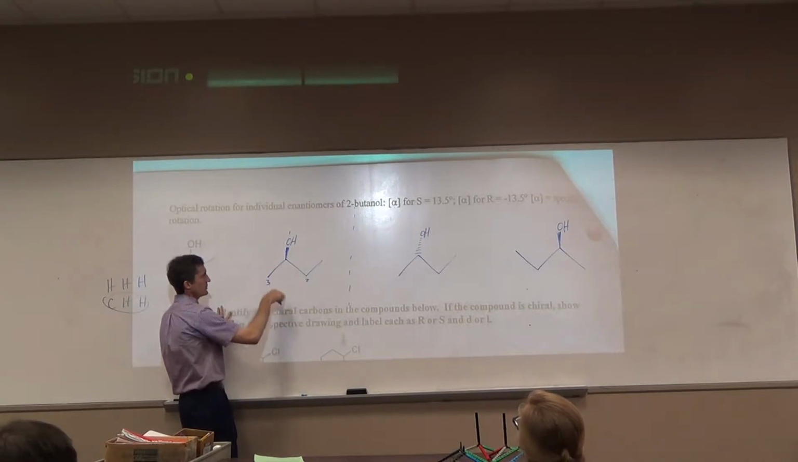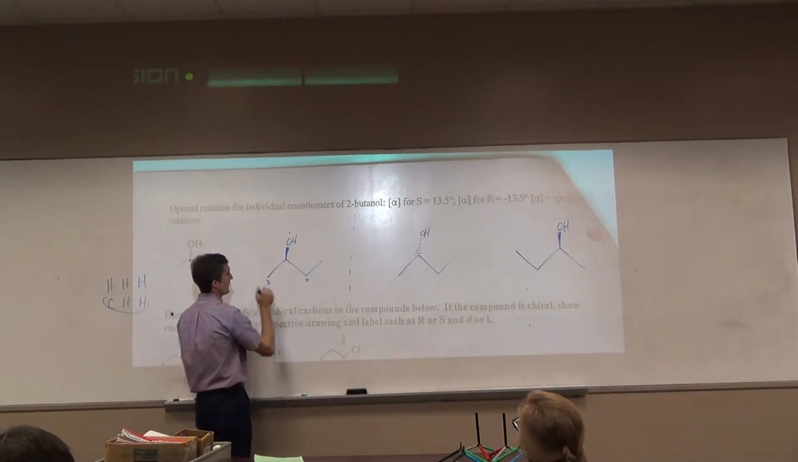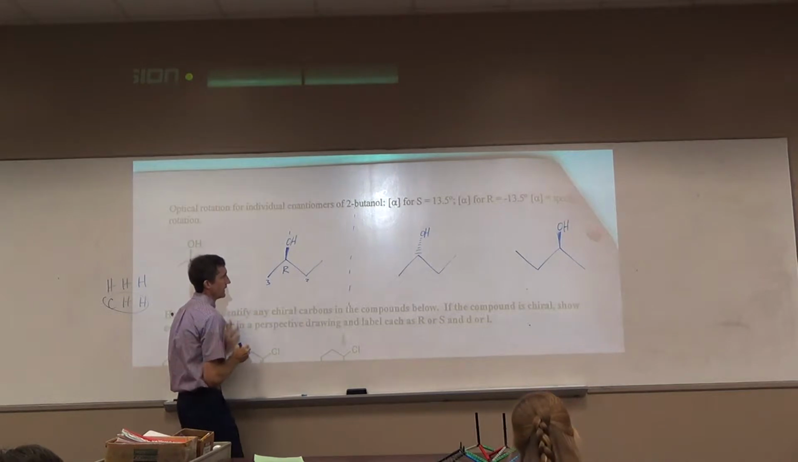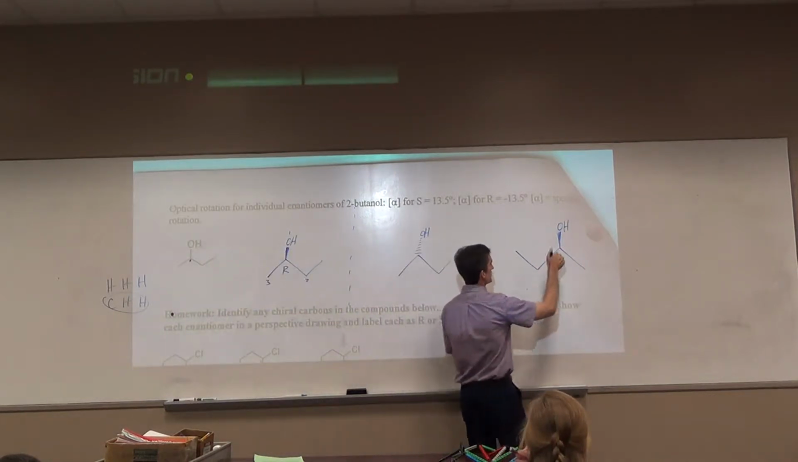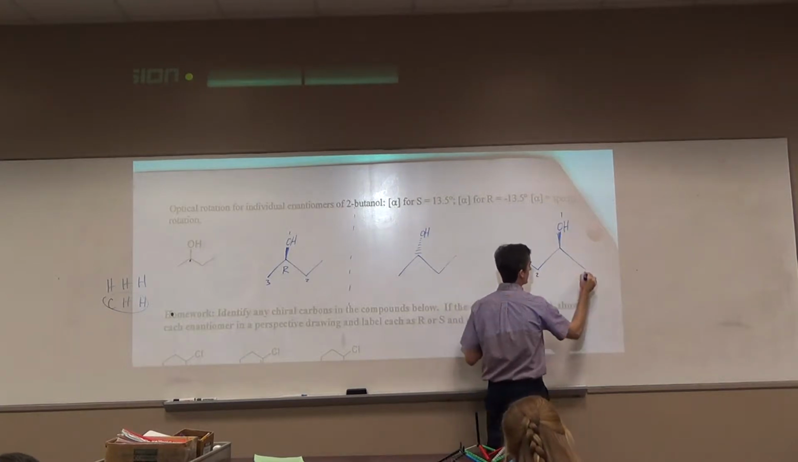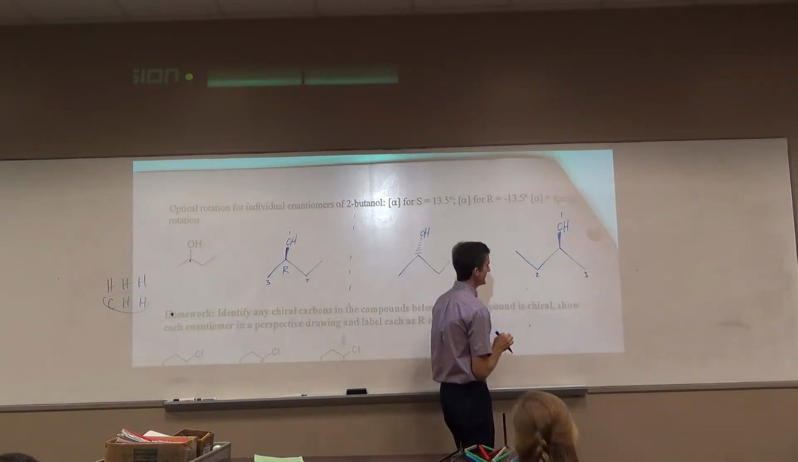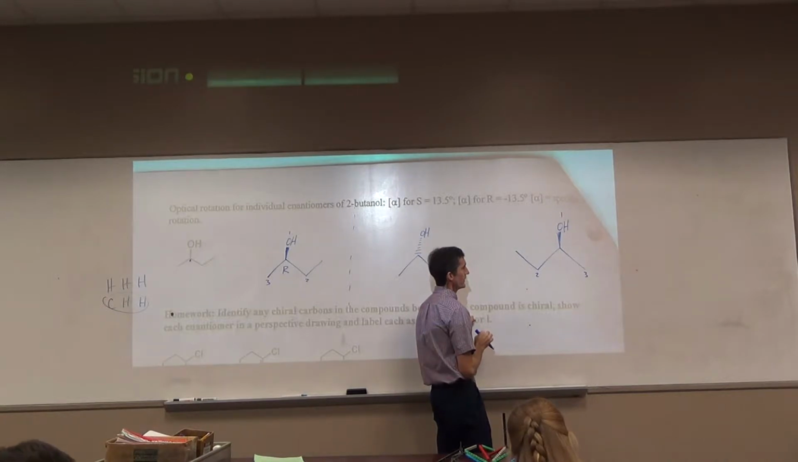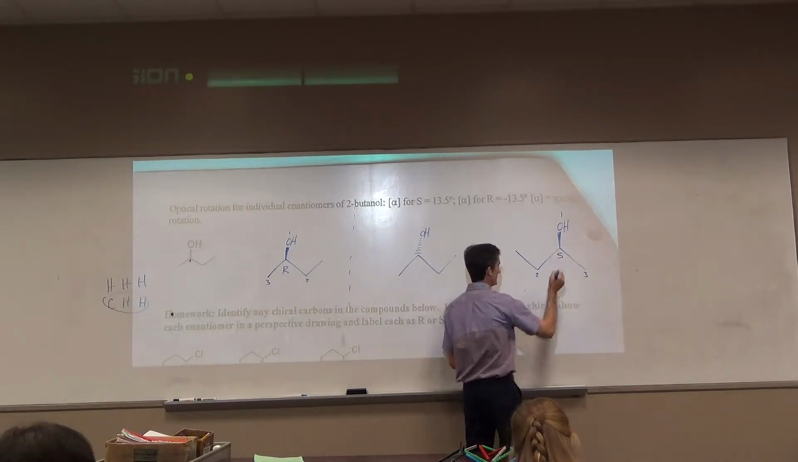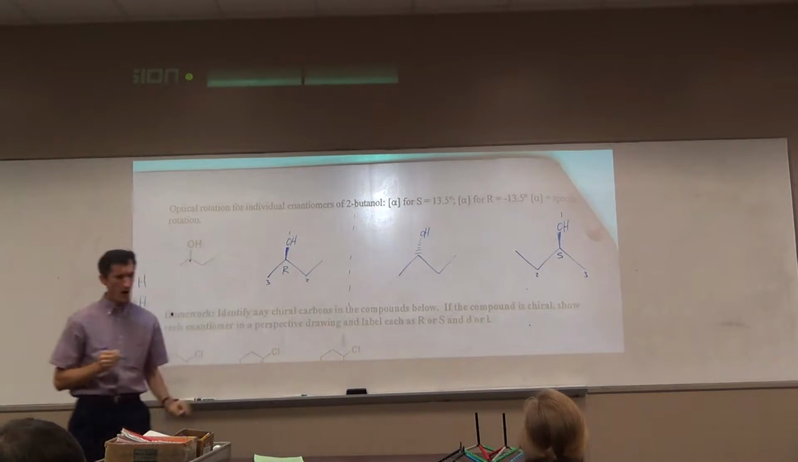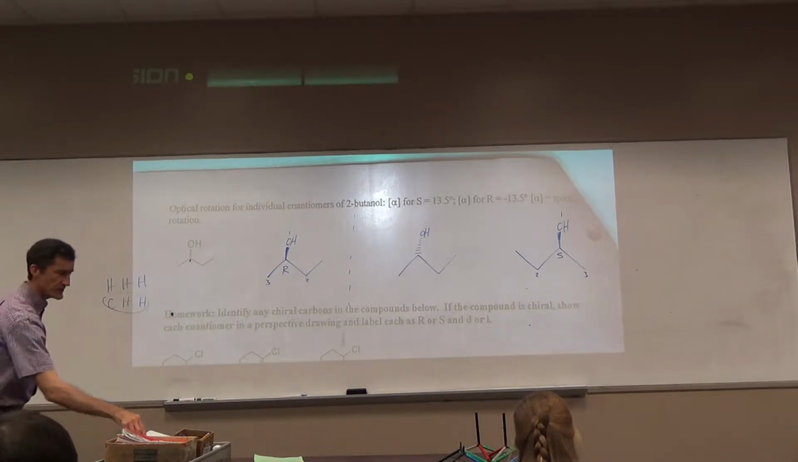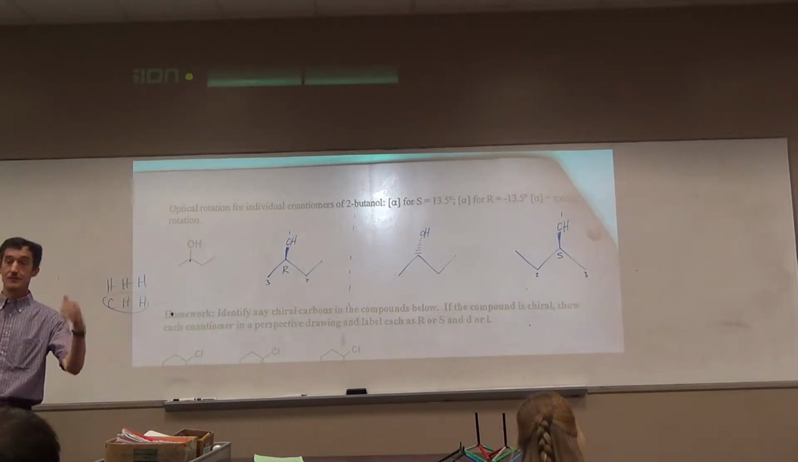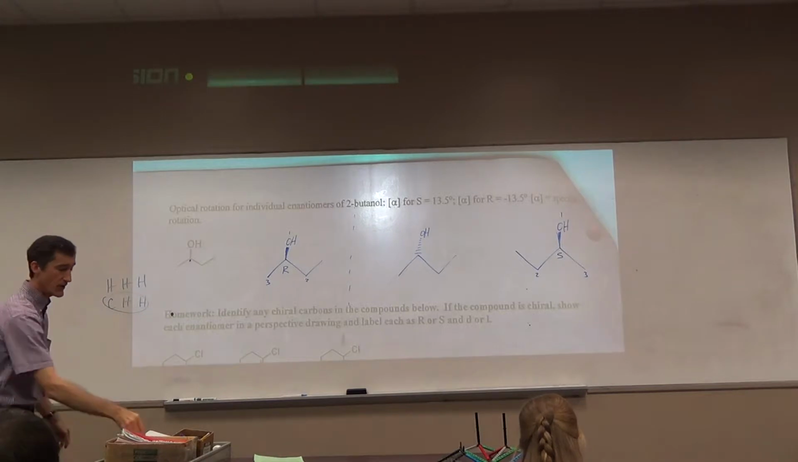Okay, with the low priority group in the back, what is this? R. All right. Let's do this one real quick. 1, 2, 3. Low priority group in the back. What is it? S. The mirror image of R is S. Did I say that loud enough? What's the mirror image of my right hand? The left hand. The other one. Mirror image of R is S.